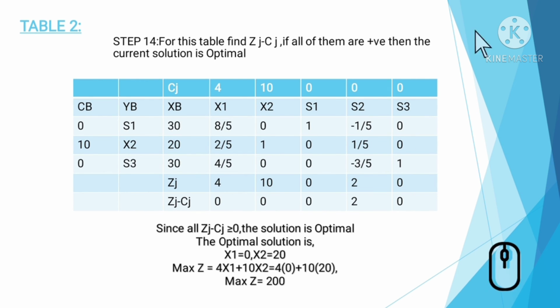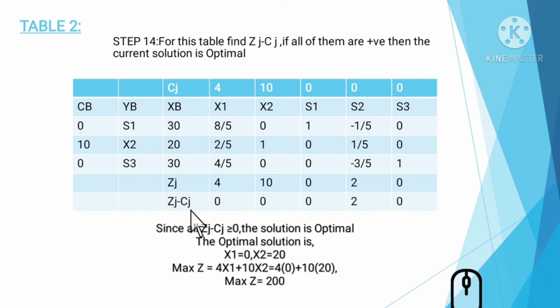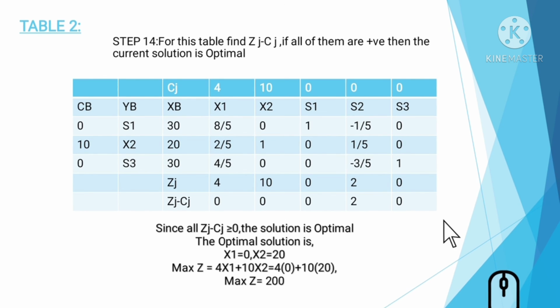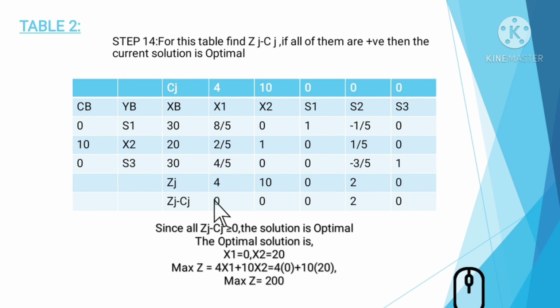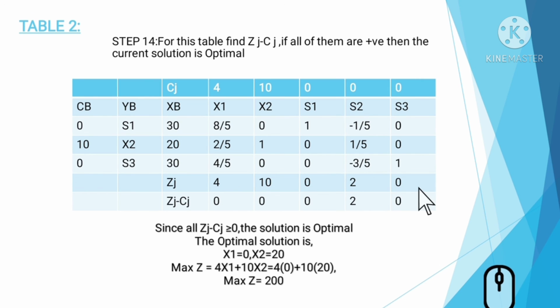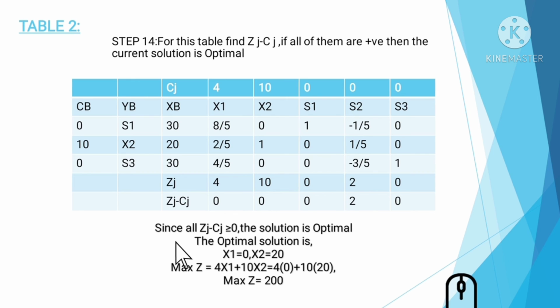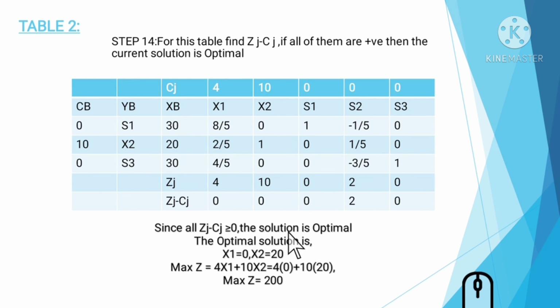So from the above table we have found Zj minus Cj. In this Zj minus Cj, all the values are either 0 or greater than 0. So it is not negative. Hence we have reached the optimal solution. Since all Zj minus Cj is greater than or equal to 0, the solution is optimal.